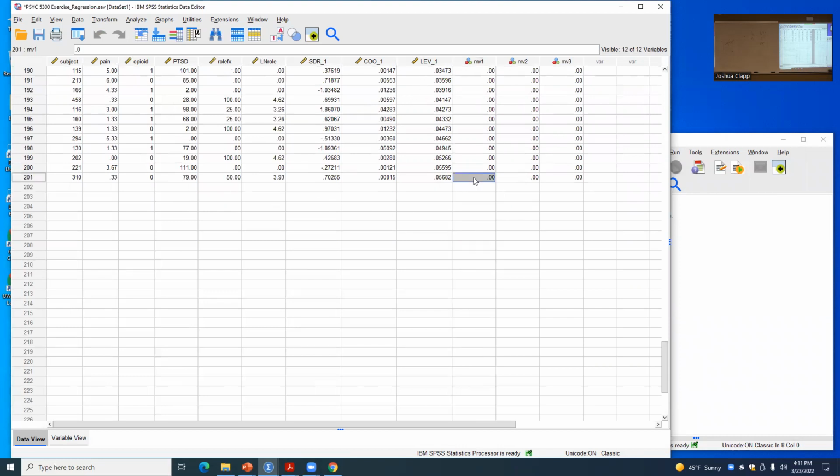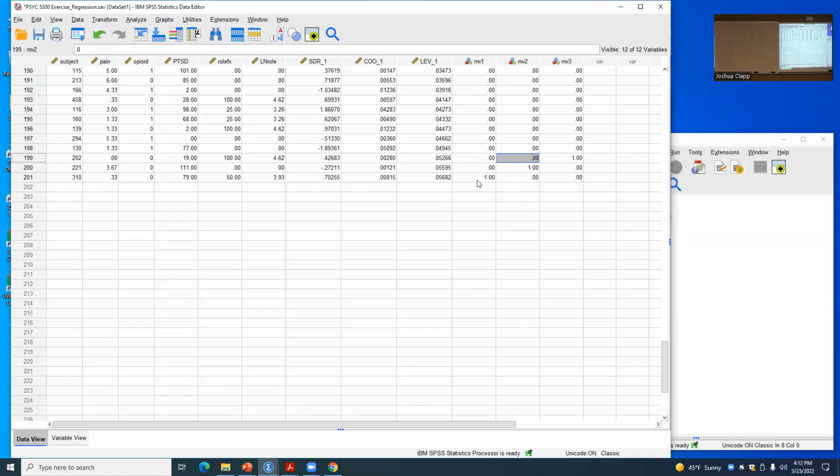But what I'm going to do is set MV1 for case number 310. Okay. This is the case with my highest leverage value. For MV1, I'm going to set that case equal to 1. Everything else is 0. For my second highest leverage, I'm going to set MV2 equal to 1. For my third highest leverage, MV3, set that equal to 1.